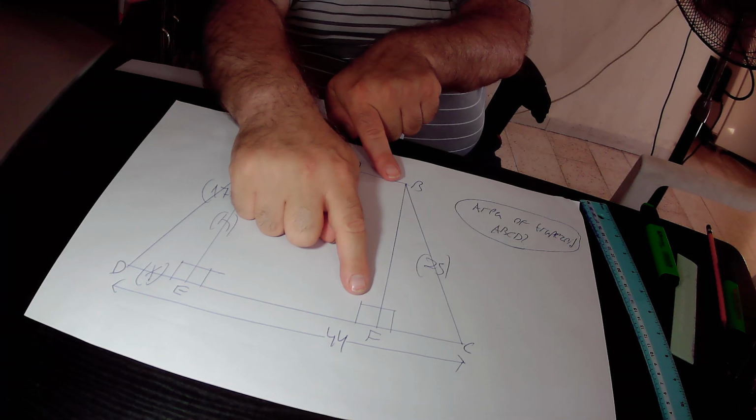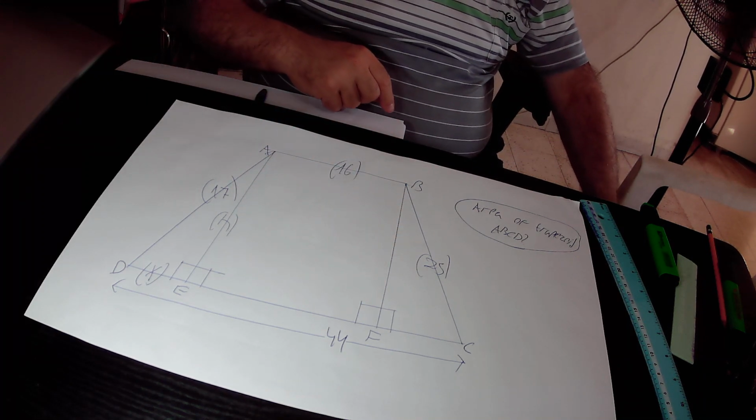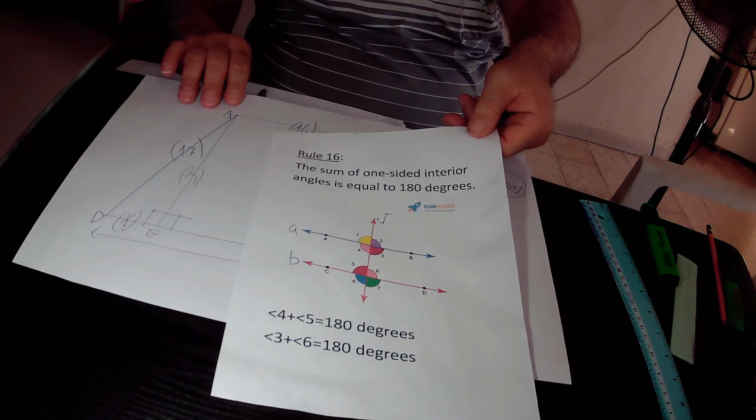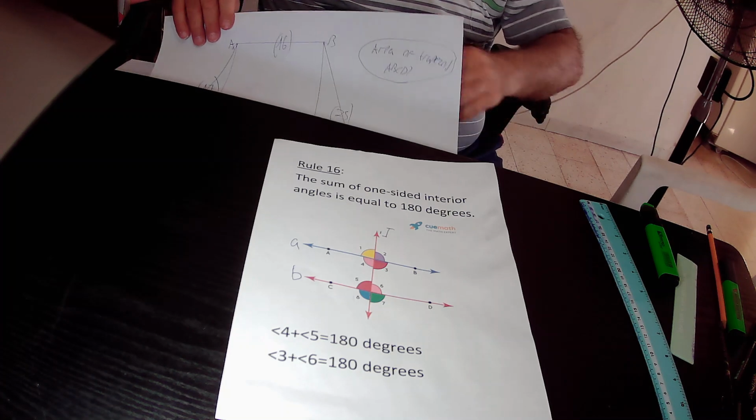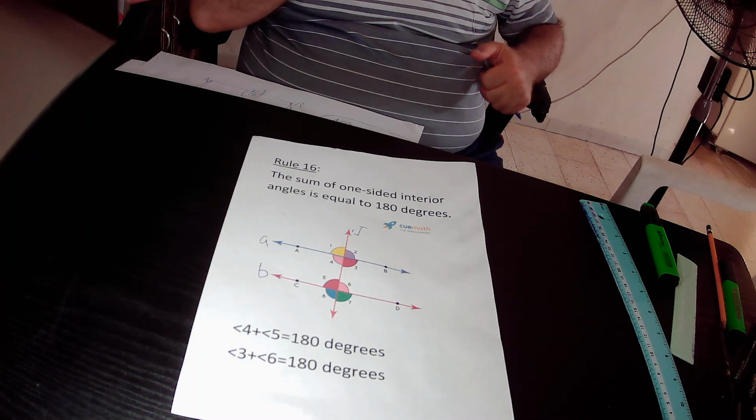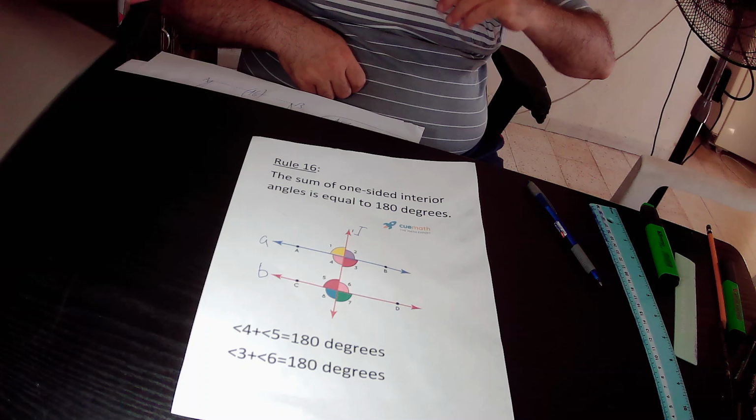And according to rule 16, the sum of two interior angles that are also one-sided angles is equal to 180 degrees. So I repeat quickly rule 16. According to rule 16, the sum of one-sided interior angles is equal to 180 degrees.